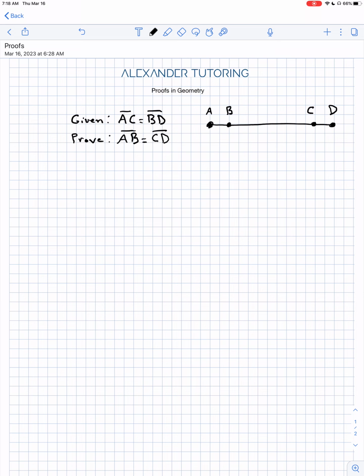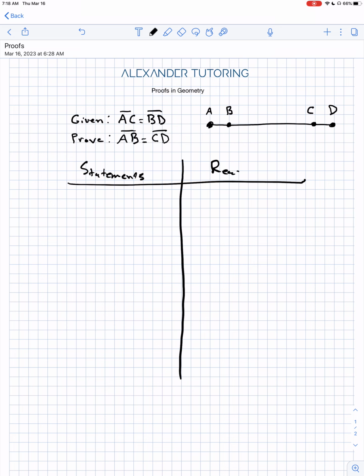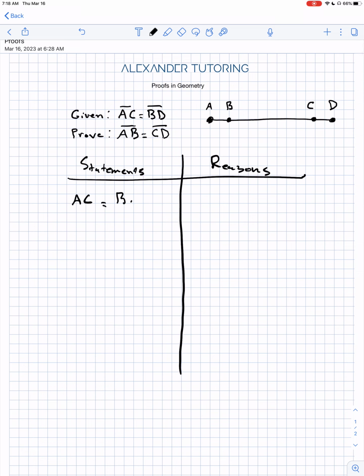So here's an example proof, and I'm going to give you an example of how this procedure goes. The first thing we do, we always do this column thing with statements and reasons. Okay, here's the good news. You always know the first and last step. The first step is always what's given. In this case, AC, the line segment AC equals the line segment BD. And the reason is that it's given. And you always know the last step. It's always got to end with what it is you're trying to prove. So I'll stick that at the bottom. The line segment AB equals CD.